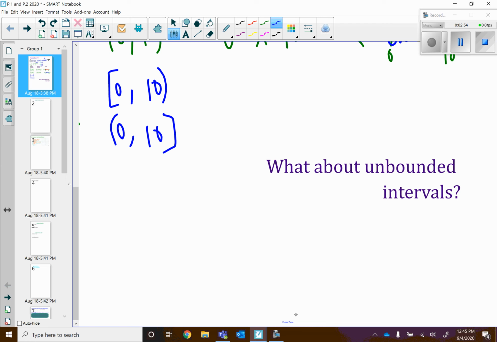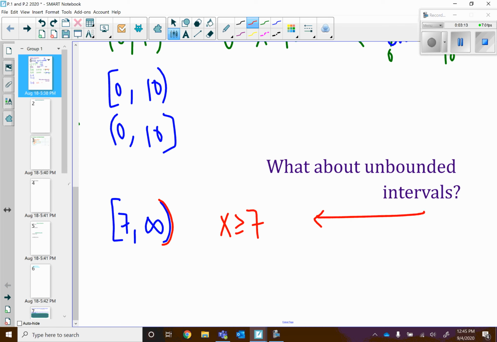And then last but not least, what about unbounded intervals? So if I'm looking at something, for example, from 7 to infinity. Couple notes here. The first is that this needs to be a parentheses because I can never actually reach infinity. So that's going to be x is greater than or equal to 7, and we would denote that on our number line from 7. We are closing this because I have a bracket, and forever and always in the right direction.